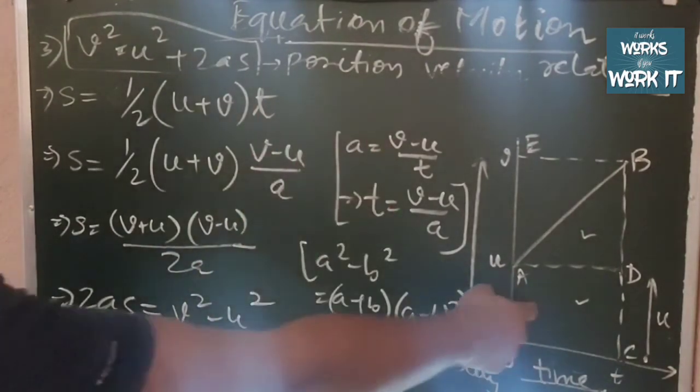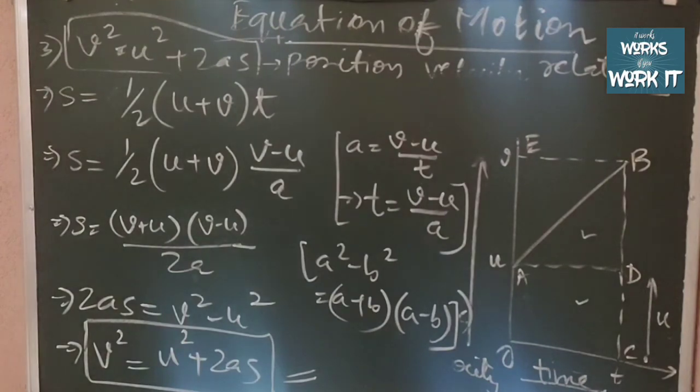That is the third equation of motion, graphically. Okay, V square equal to U square plus 2AS.